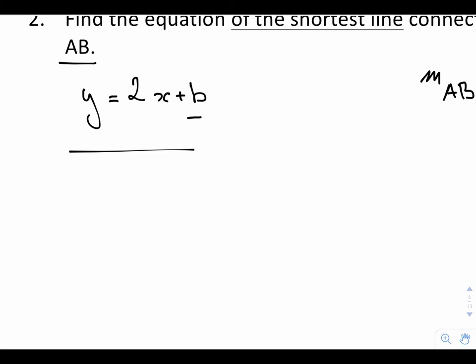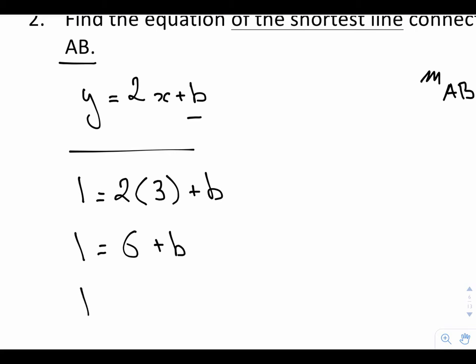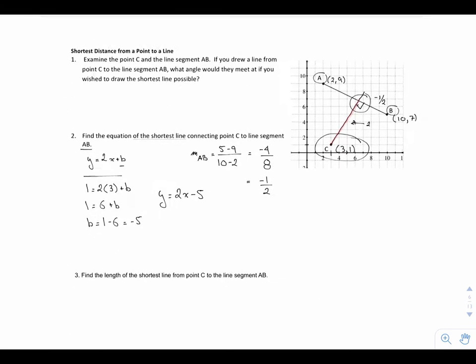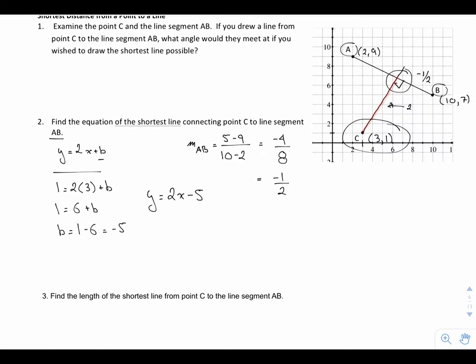So for my y value, I'm going to put in a 1. For my x value, I'm going to put in a 3. Then I have a plus b. Do some math here, I get 6 plus b. And if I rearrange, I end up with b is equal to 1 minus 6, which is equal to negative 5. So the equation of this line is y equals 2x minus 5. And that's the equation of my perpendicular line to AB.